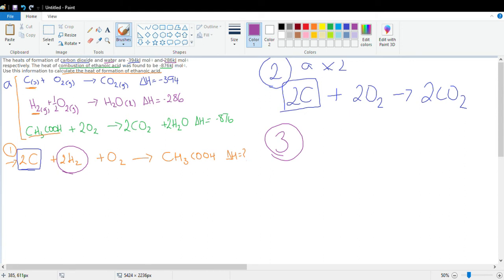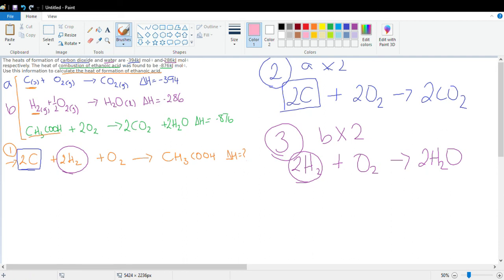So I've got 2 hydrogens there. What I'm going to have to do is take equation B and multiply that by 2, because at the moment it only has 1 H2 molecule on the left-hand side. So that will give me 2H2 plus O2 gives me 2H2O. So that's equation B multiplied by 2, and it's given me my 2 H2 that I needed for my equation.